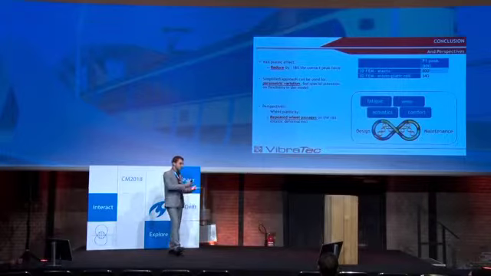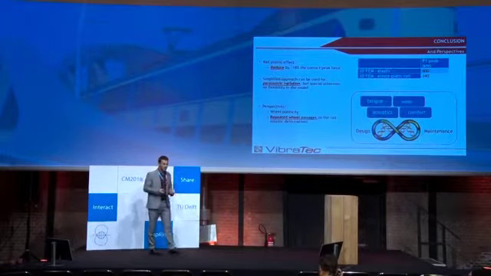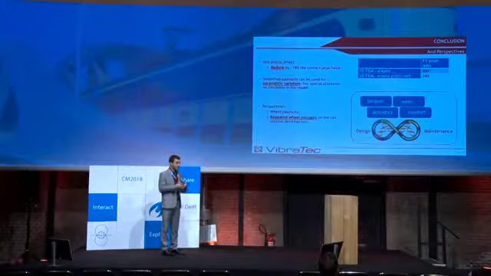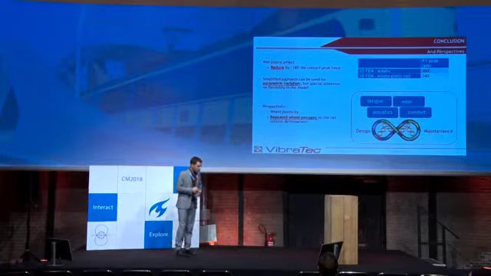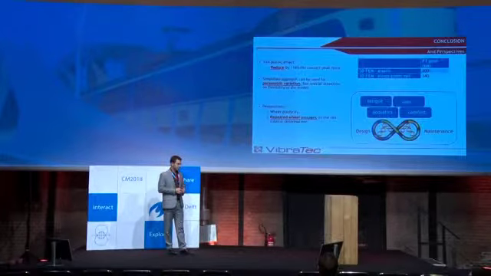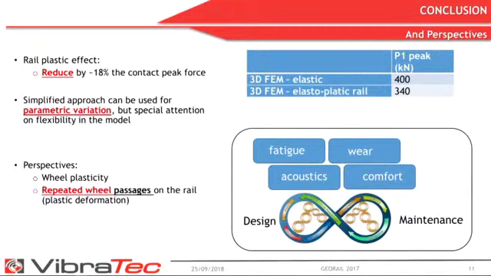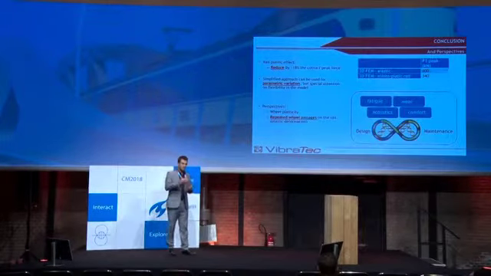That's why we have done this second step, the benchmark, in order to do parametric variation in future work. And we have come to a conclusion that the simplified approach can be used for parametric variation, but you need to set up some parameters, and that's what we have done using a comparison between 3D and 1D. Perspective, as I said, is to include the wheel plasticity, and also what we are looking at in the next step is to repeat the wheel passages in order to calculate the plastic deformation after cyclic repeated load.